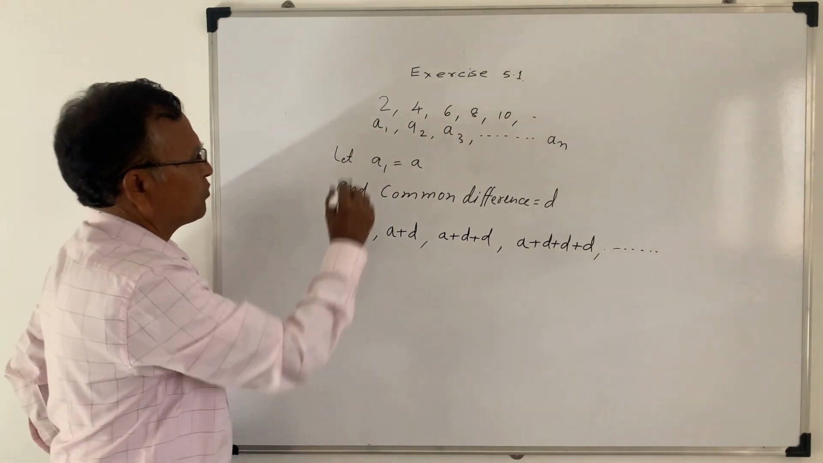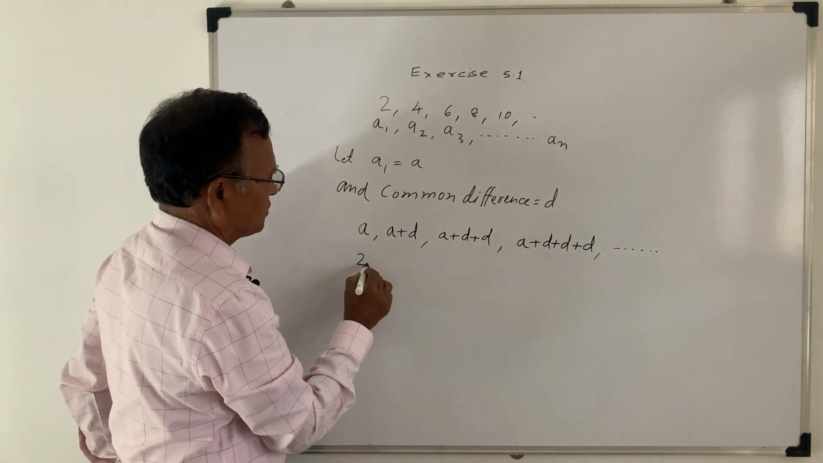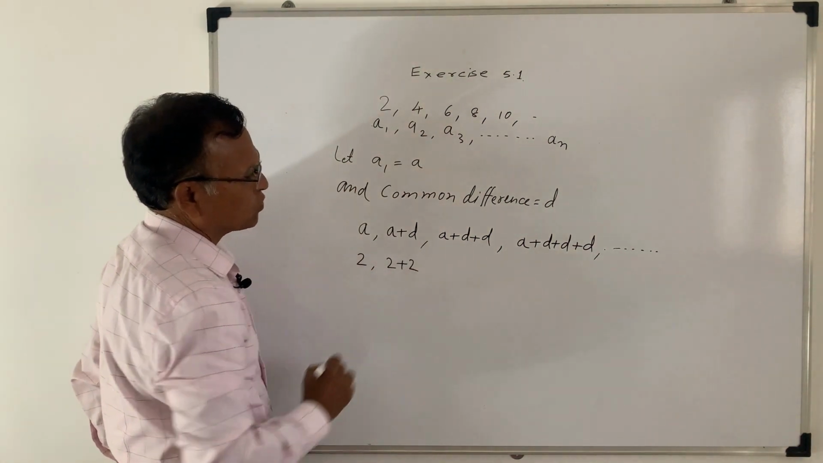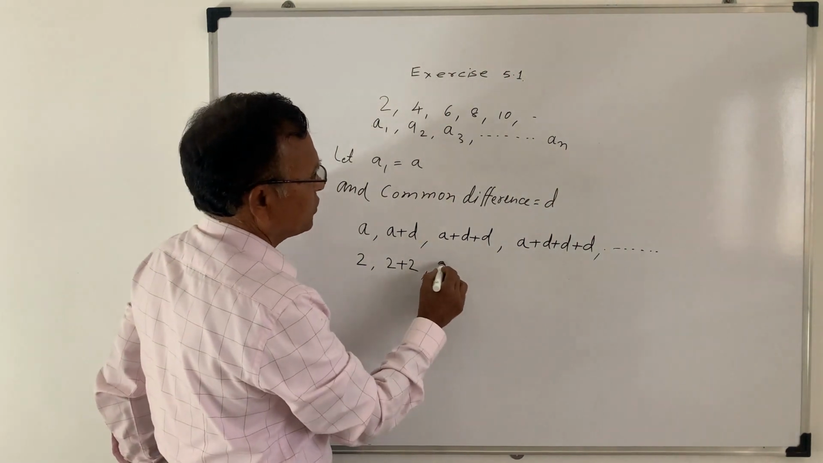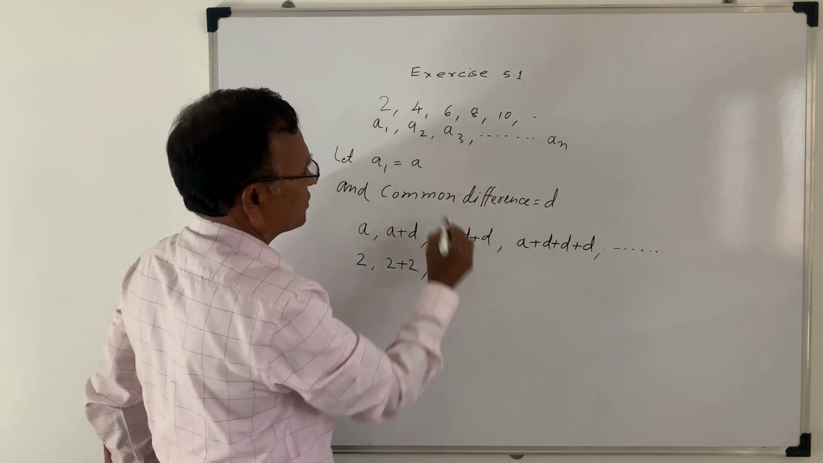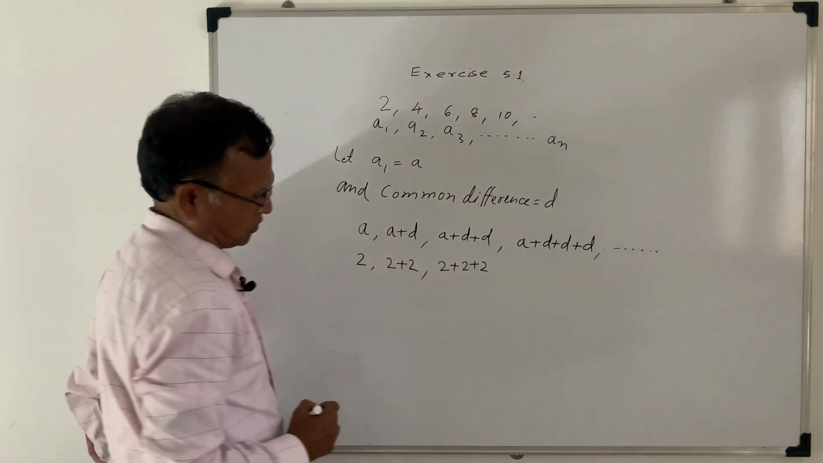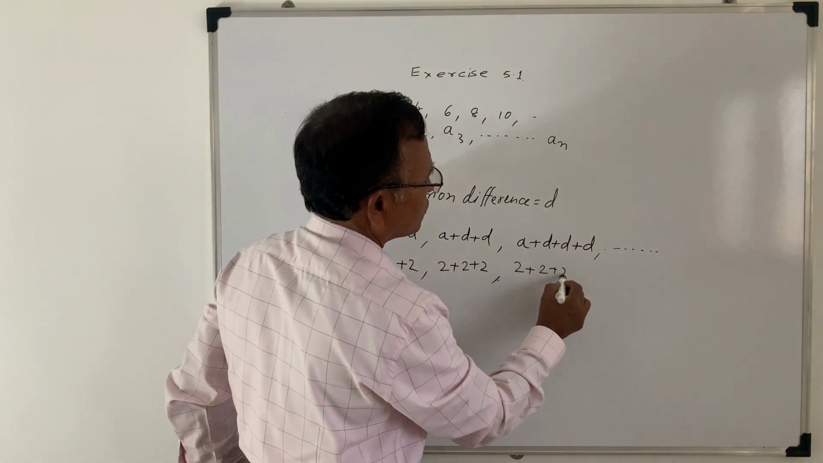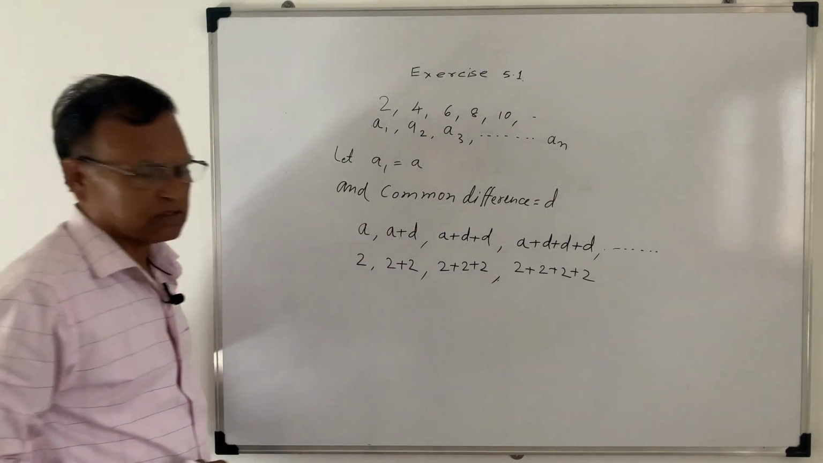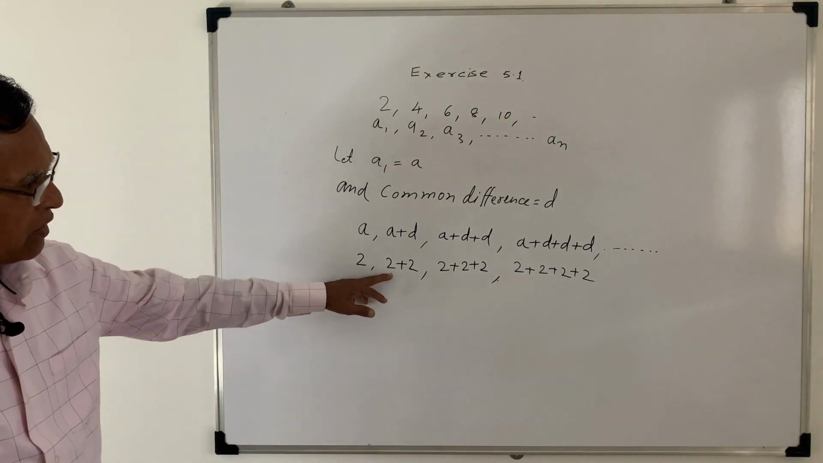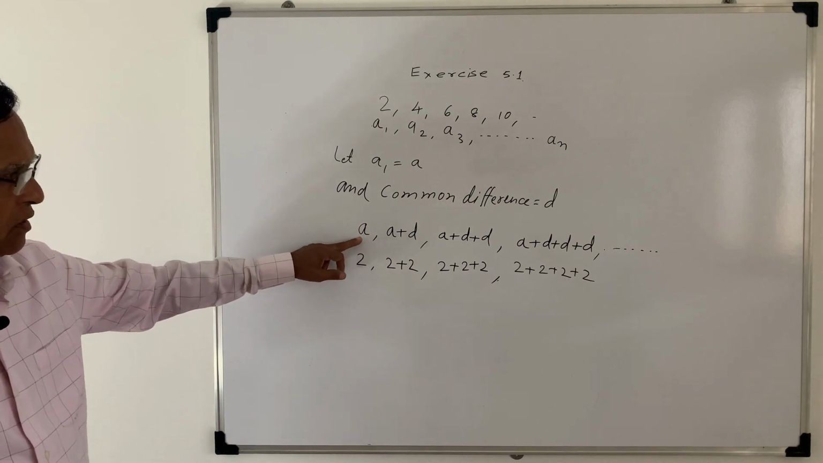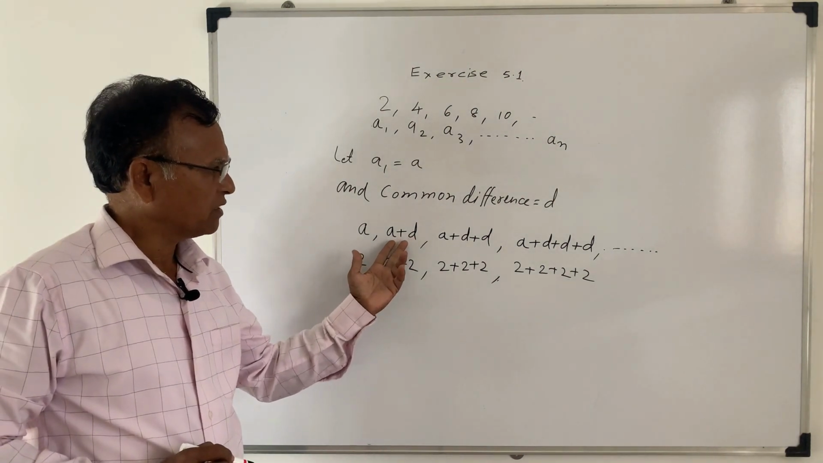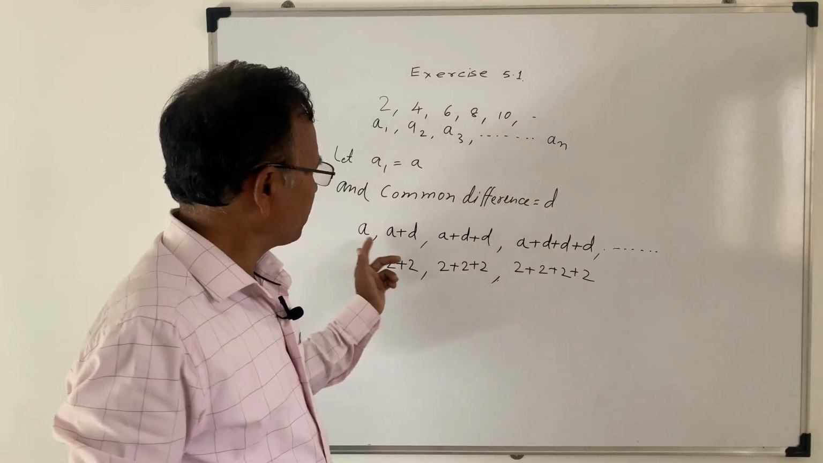For example, a simple example I am giving. Suppose first term is 2, so second term you have to write 2 plus 2. Third term will be 2 plus common difference is 2, so 2 plus 2 plus 2 you can write like this. Okay. So if first term is given and common difference is given, you can write second term, third term in the form of first term and D.